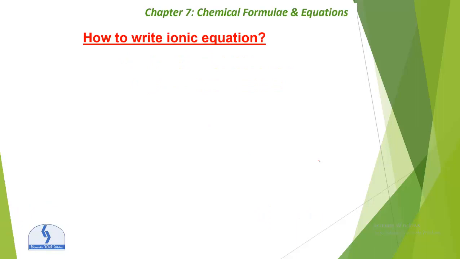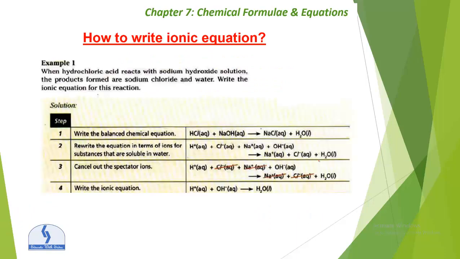Now, how to write the ionic equation. Let's take an example. First, we have to write the balanced chemical equation. If we are taking the example, when hydrochloric acid reacts with sodium hydroxide, the products formed are sodium chloride and water. So first we write the balanced chemical equation, that is HCl plus NaOH. It will give you sodium chloride and water. This is hydrochloric acid and this is sodium hydroxide.